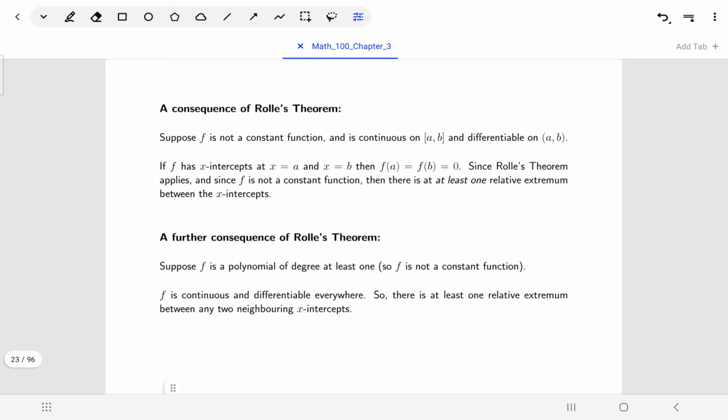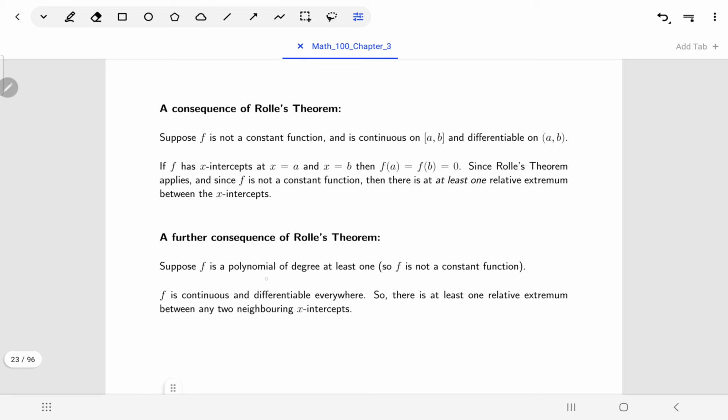So when we have a continuous and differentiable function, if we find two x-intercepts, in between there's going to be a maximum or a minimum. There's going to be a relative maximum or a relative minimum somewhere in between, at least one of them. And of course, we can make things easier on ourselves by saying, well, let's pretend we've got some polynomial that's of degree 1. So in other words, it's not a constant function. Constant polynomials are ones of degree 0. So if you're degree 1, there's at least an x lying around, so you're not a constant function.